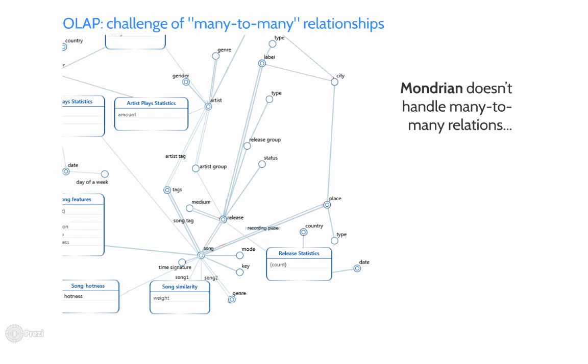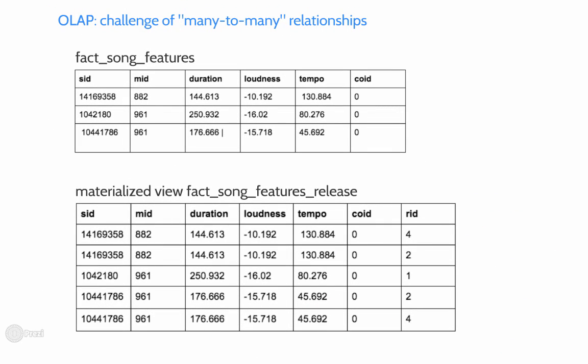For example, we have a many-to-many relation between the song and the release. In this particular case, we will have two cubes, one with fact and song, another with fact and release. If we want to count the amount of songs, we use the first one. If we want to roll up to release, we use the second one. Here is the example.